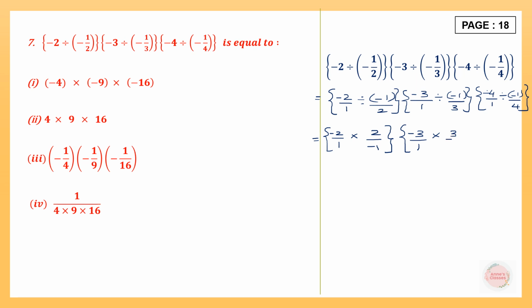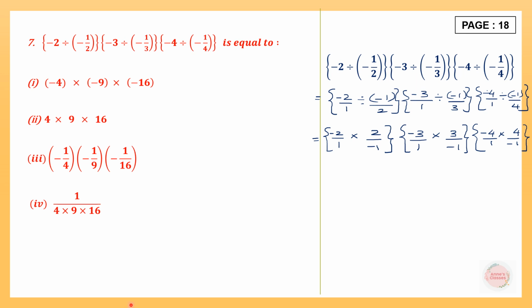It becomes 3 by minus 1. Close brackets. Go to the last one. Here it is also minus 4 by 1. Division changes to multiplication and we write the reciprocal, 4 by minus 1, and close the brackets.